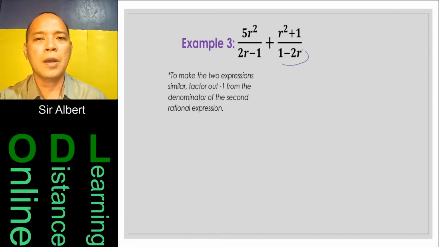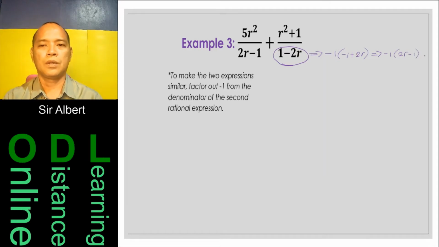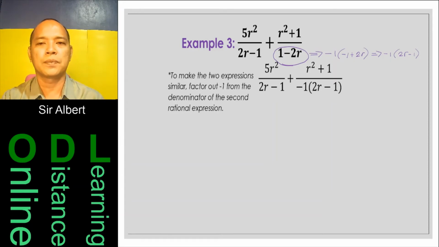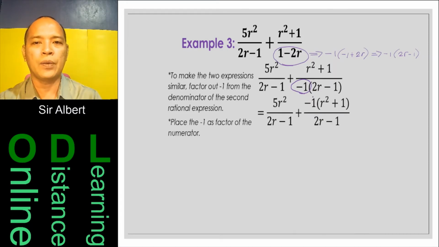That is, by factoring -1 from this denominator, it would then result to -1 times -1 plus 2r. This can be rewritten as -1 times 2r minus 1. So the original expression can now be expressed as follows. Now take note that this factor of -1, we can instead place this into the numerator and end up with the following expression.